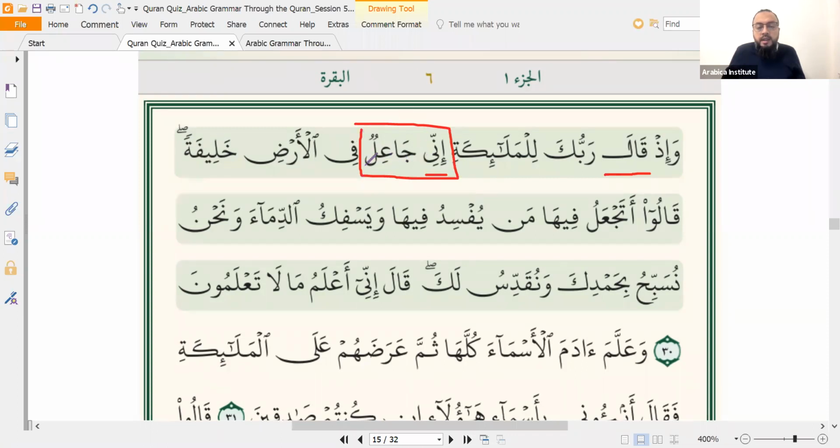The ismul fa'il has a verbal force. So khalifatan is the object, the maf'ulun bihi of ja'ilun. I am making upon the earth a vice regent. So the verbal noun makes khalifa then go up. Khalifatan go up. Yeah, it's the object. So when you create a verbal noun, nouns have objects. Oh sorry, this is not a verbal noun. This is ismul fa'il. It's an active participle.